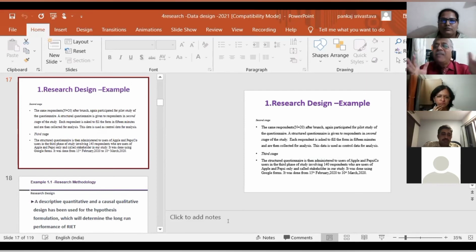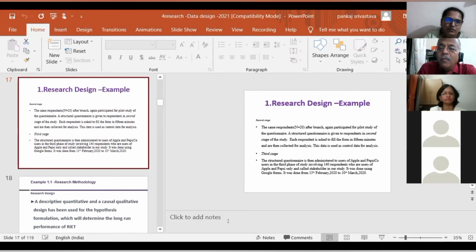Mota mota, it is basically describing the blueprint: how I'm going to do it, when I'm going to do it, the period, how I'm going to collect the data, and what is the significance of this collection of the data, which will be useful. Any confusion from my side? I hope there is no confusion. No, sir.